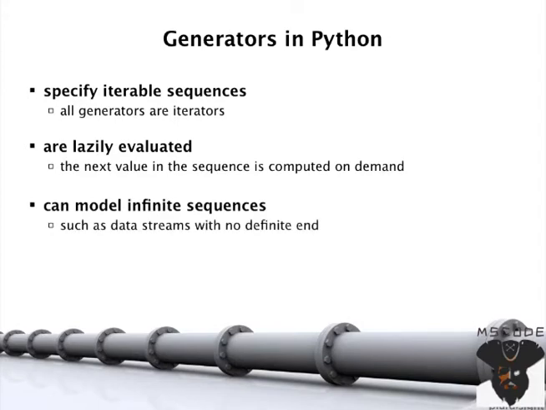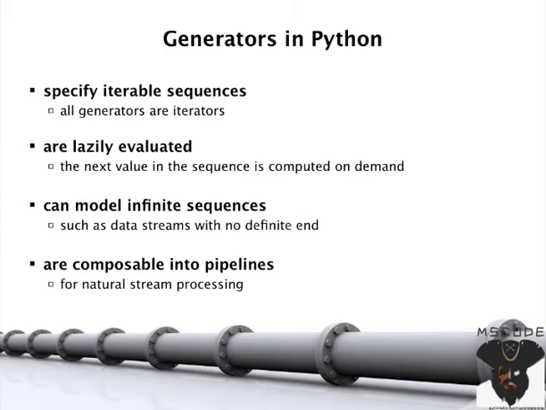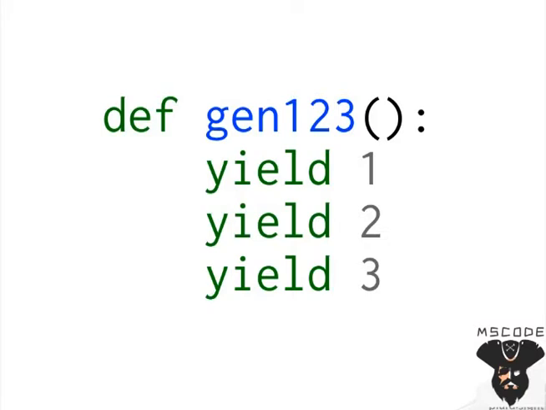This important property allows them to model infinite sequences of values with no definite end, such as streams of data from a sensor or active log files. By carefully designing our generator functions, we can make generic stream processing elements which can be composed into sophisticated pipelines. Generators are defined by any Python function which uses the yield keyword at least once in its definition.